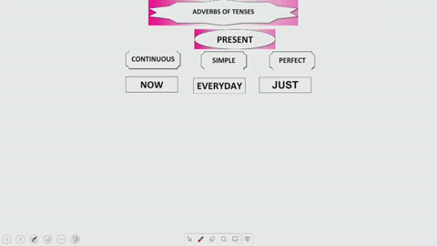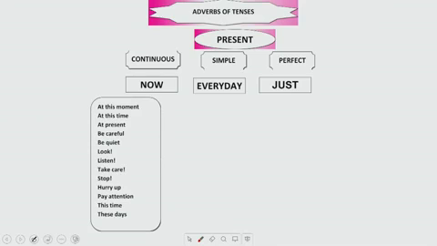there is another time or adverb. With now, we can use at this moment, at this time, at present, be careful, be quiet, look, listen, take care, stop, hurry up, pay attention, this time, these days. All of them we use with the same rule of now in affirmative sentence, negative sentence and question.